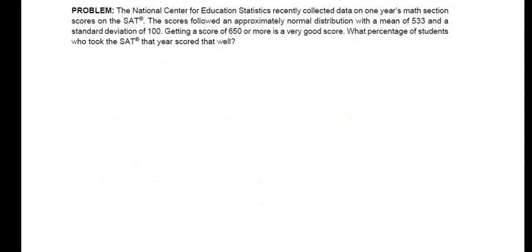The Center for Education Statistics recently collected data on one year's math scores on the SAT. The scores have an approximately normal distribution, that's what I wanted to see in the last question, with a mean of 533 and a standard deviation of 100. Getting scores of 650 or more is very good. What percentage of students achieved that? Try this one on your own, stop the video, try it.